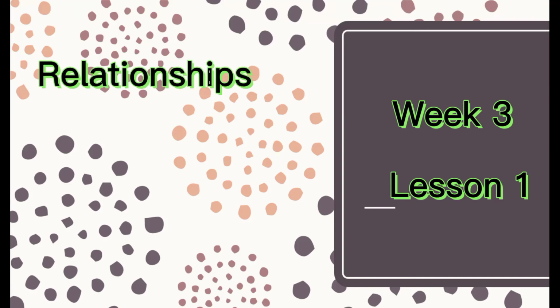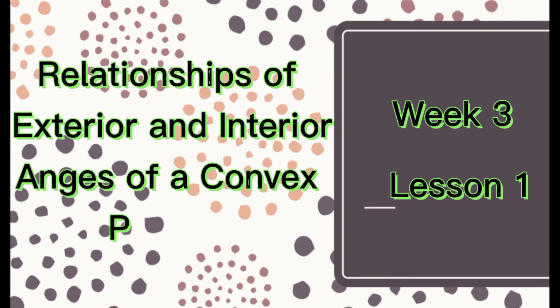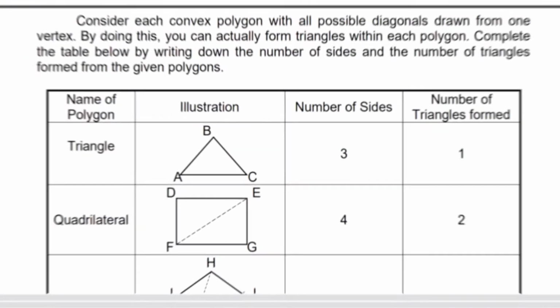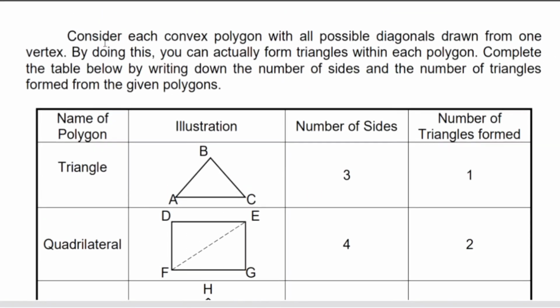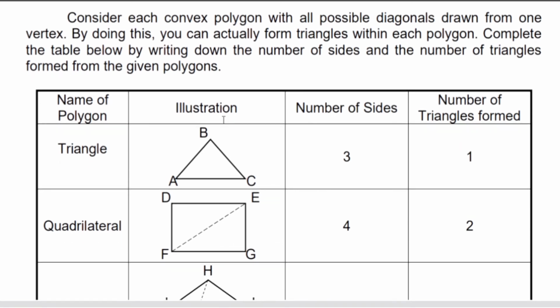Week 3, Lesson 1. Relationships of exterior and interior angles of a convex polygon. Let us consider each convex polygon with all possible diagonals drawn from one vertex. By doing this, you can actually form triangles within each polygon.